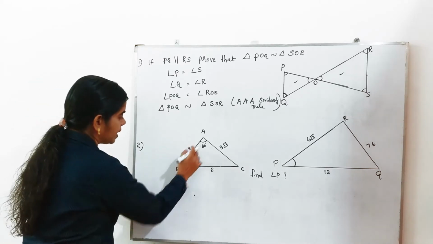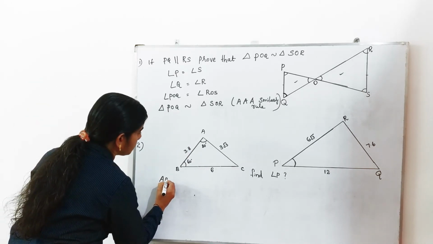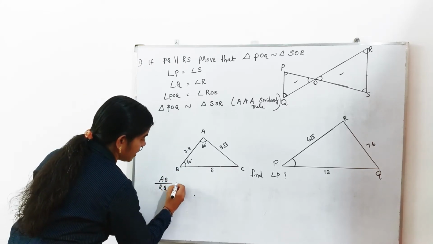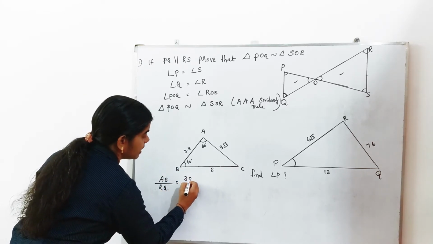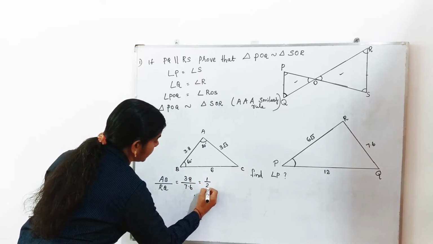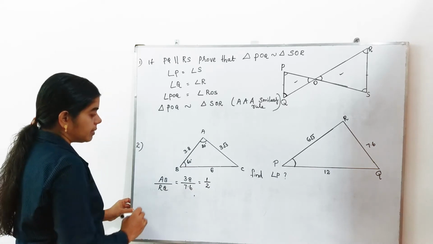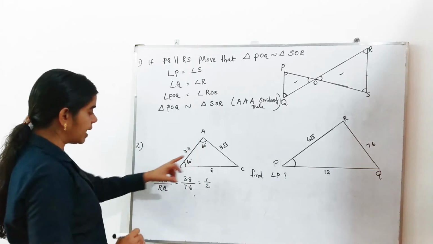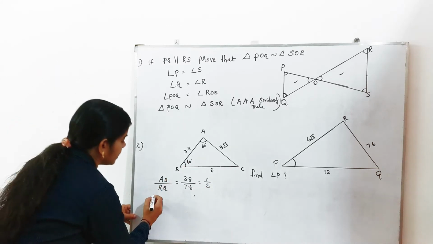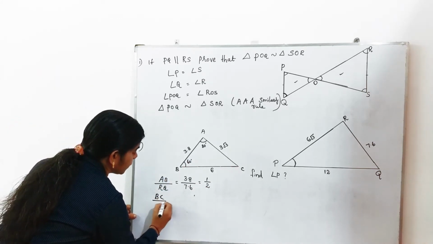I am writing AB by RQ. AB is 3.8, this will be 7.6. This is equal to 1 by 2. Then AB by RQ I have already written. Next I am writing BC by PQ.